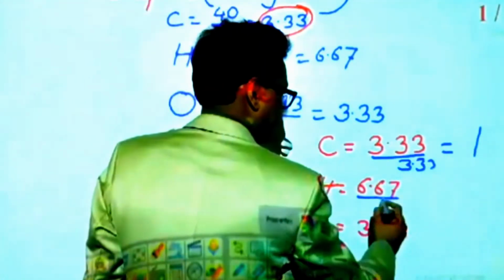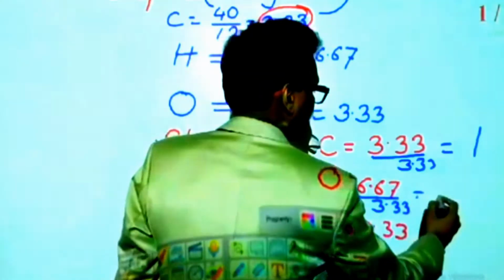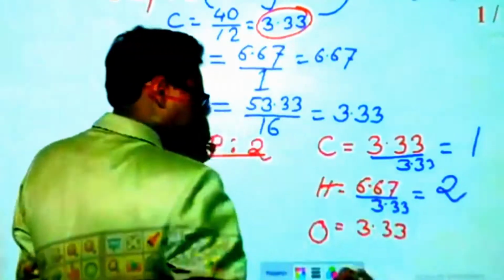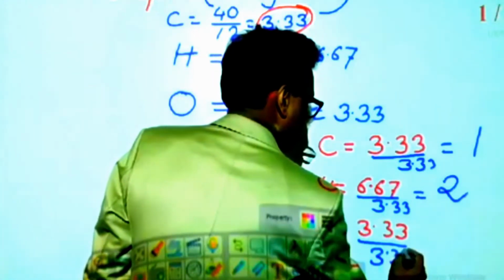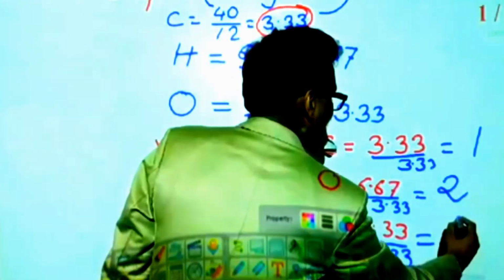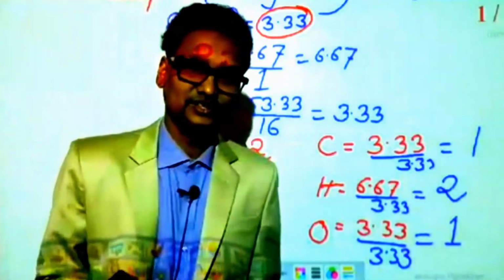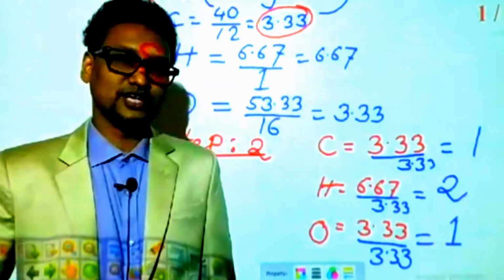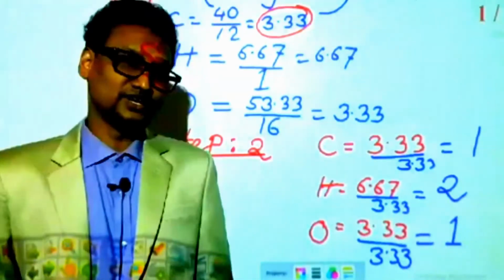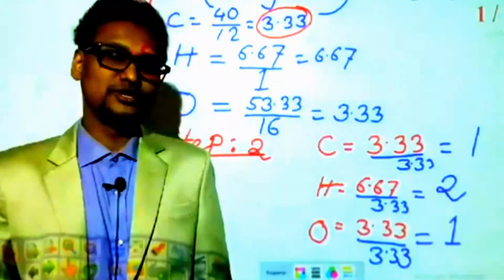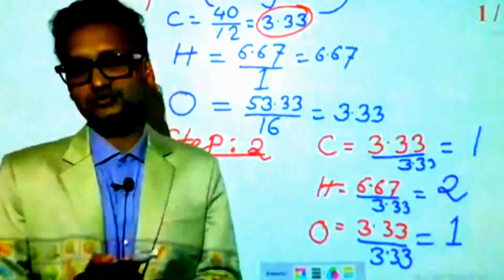And when 6.67 will be divided by 3.33, it will be closest to 2, and oxygen will be same. So it will be 1. This is the ratio. This is the number ratio of the respective elements of this organic compound, which will be determined within short time. Let's see the next step.